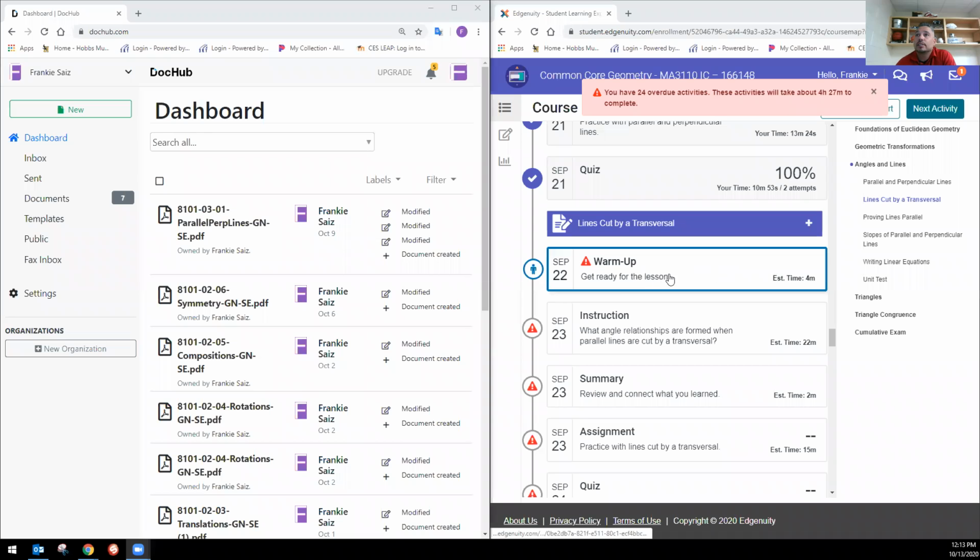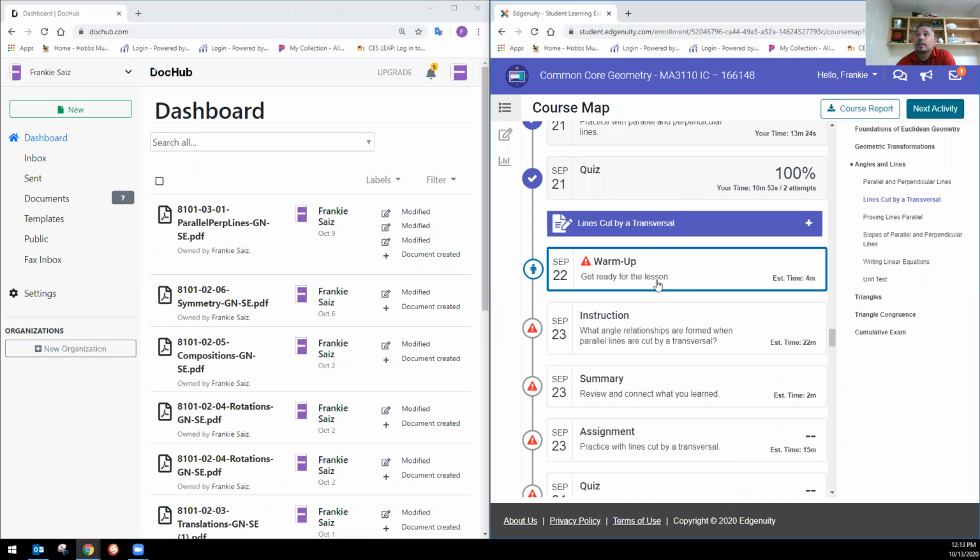All right, guys, time to do lines cut by a transversal. I'm going to go ahead and share my screen with you. Let's see, we're right here. It should be sharing right there.